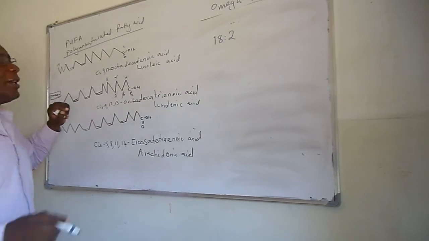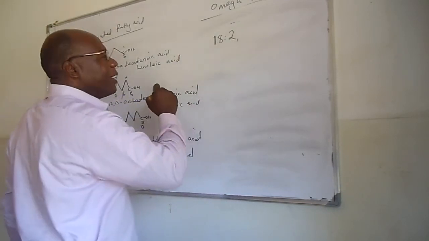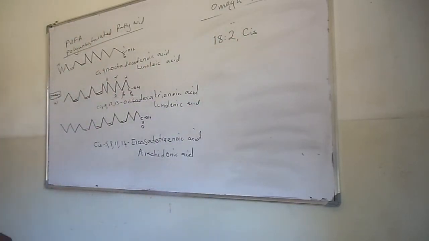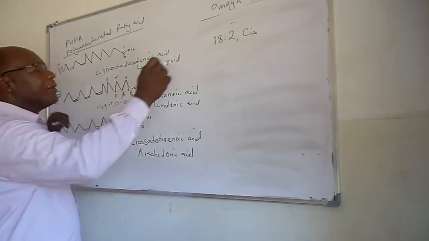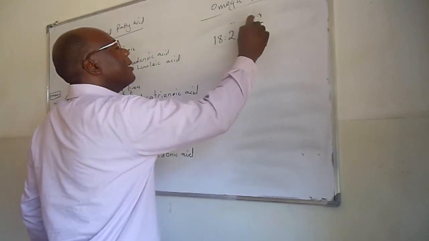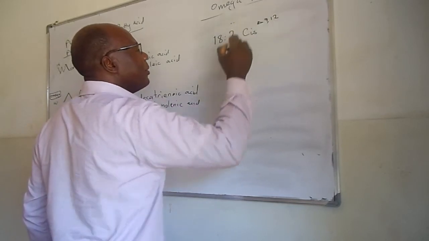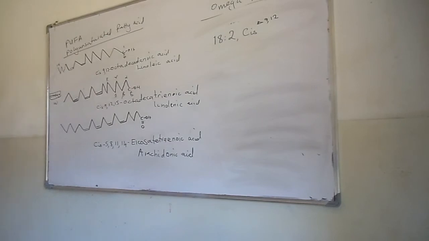Then you say, what configuration are the double bonds? You say they are cis. Then you say which position is a double bond? So you say delta 9 and delta 12. So that is the abbreviation that we can use for linoleic acid.